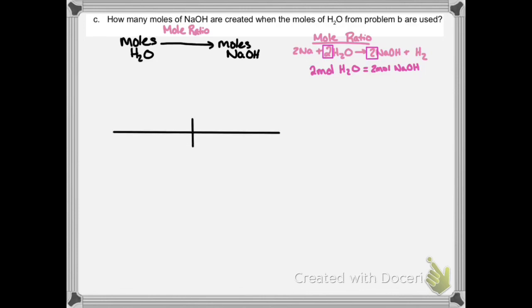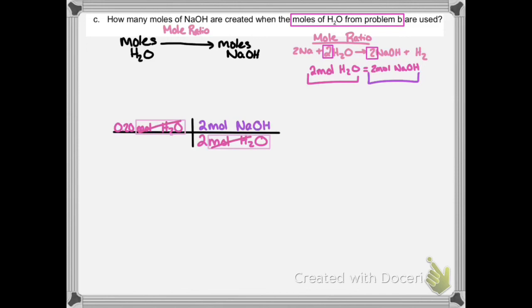When we set up our railroad tracks, remember our given is going to be the answer from part B. So the 0.20 moles of H2O. And remember that we want those units of moles of H2O to cancel. That means the moles of H2O from our mole ratio need to go to the bottom of our railroad tracks. See how those units are both there now? So now our units can cancel. The moles of H2O have gone away. And now we need to just put our 2 moles of NaOH up at the top.